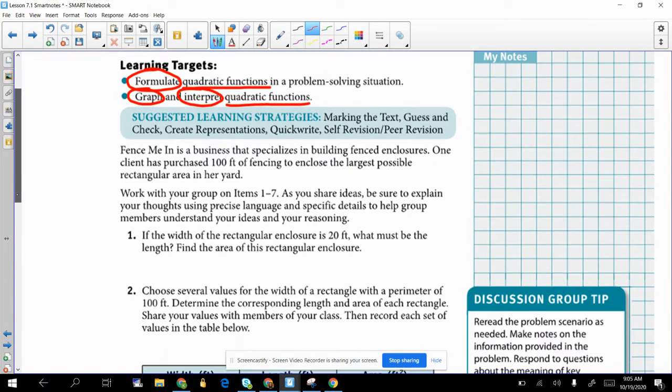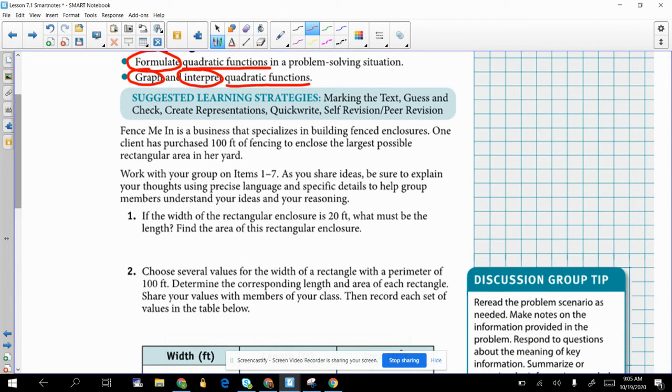Cool. So starting up here, it says, Fence Me In is a business that specializes in building fenced enclosures. One client has purchased 100 feet of fencing and wants to enclose the largest possible rectangular area in her yard. All right, so number 1 says, if the width of the rectangular enclosure is 20 feet, what must be the length? Find the area of this rectangular enclosure.